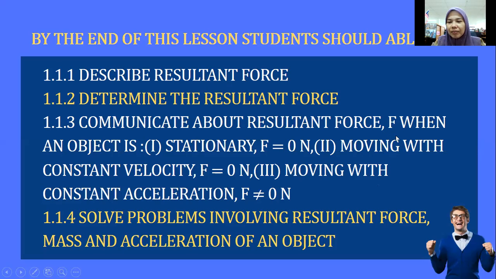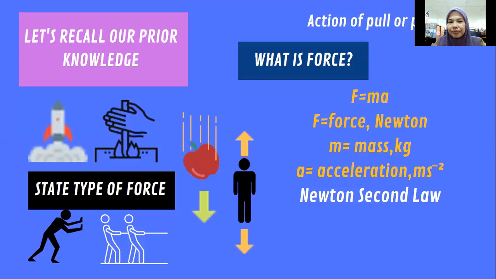The symbol for force is F. Situation number 1: when an object is stationary, F is equal to 0. Situation 2: object moving with constant velocity, F is equal to 0. Situation 3: object moving with constant acceleration, F is not equal to 0 Newton. And situation number 4: solve problems involving resultant force, mass and acceleration of an object.